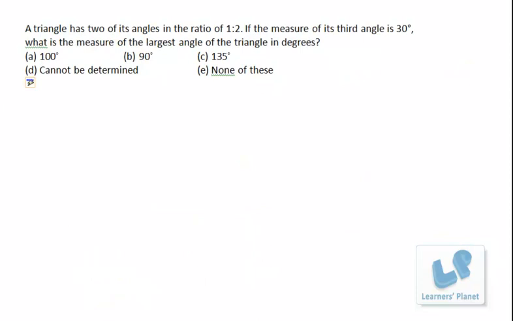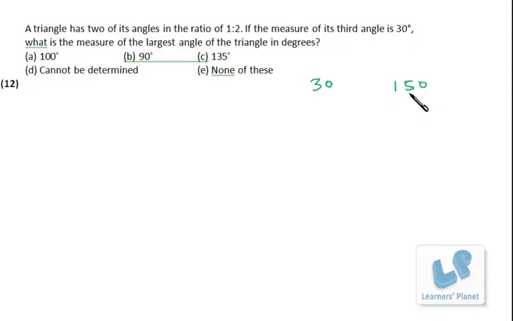Now let's try this sum. Pretty easy sum, can be done mentally also. A triangle has two of its angles in the ratio 1:3. If the measure of its third angle is 30 degree, what is the measure of the largest angle of the triangle in degree? Friends, very simple problem. If the third angle is 30 degree and the sum of all the three angles of a triangle is 180 degree, that means the sum of the remaining two angles will be 180 minus 30, that is 150.